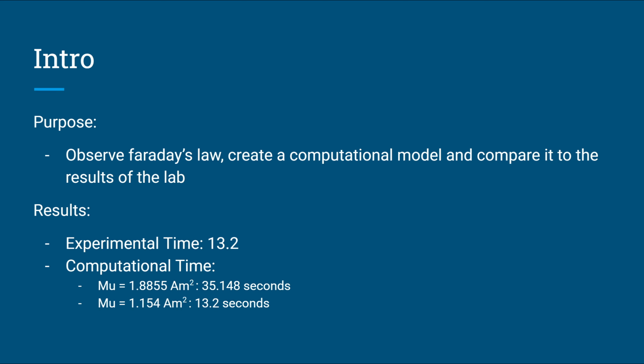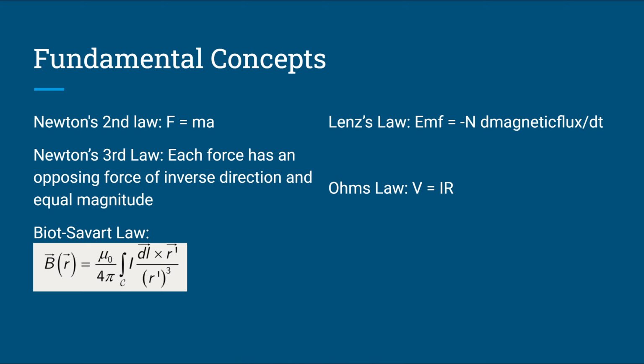Again, the first value was the same as our mu value we found in lab 4, and the second value was essentially found through a process of trial and error until it matched with the experimental time.